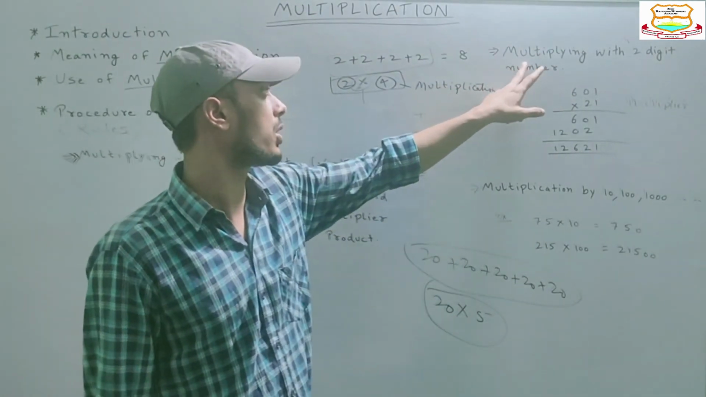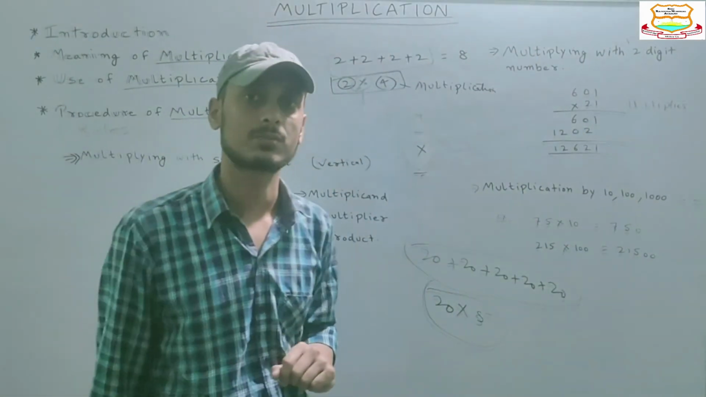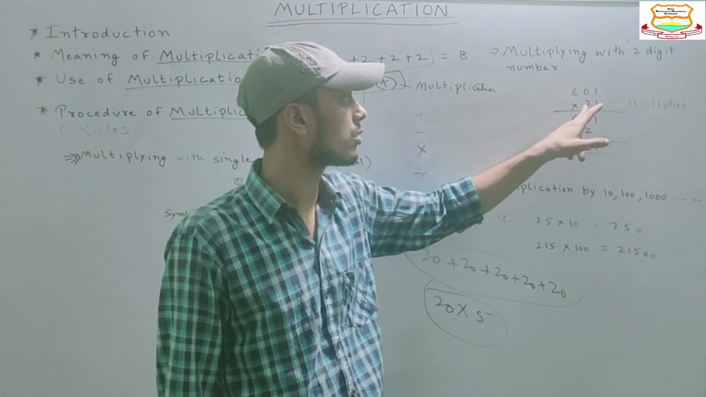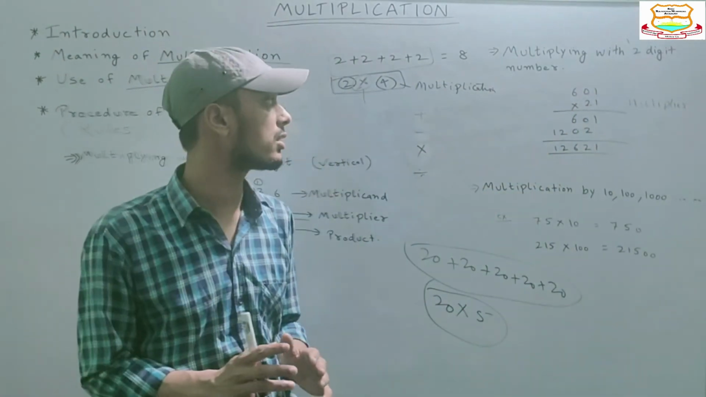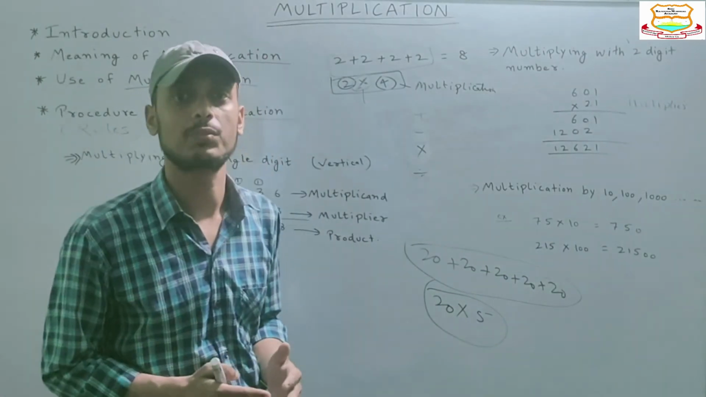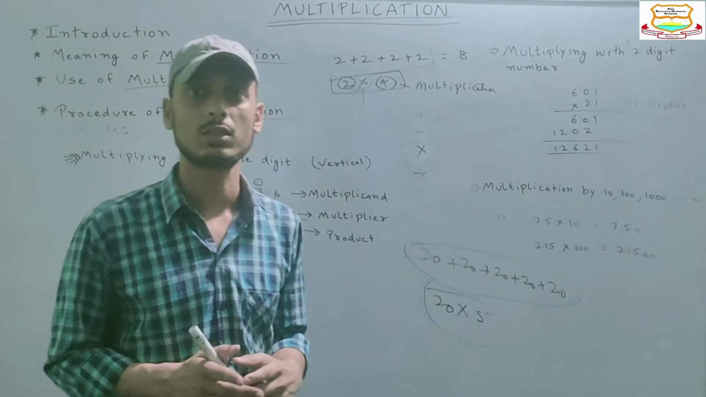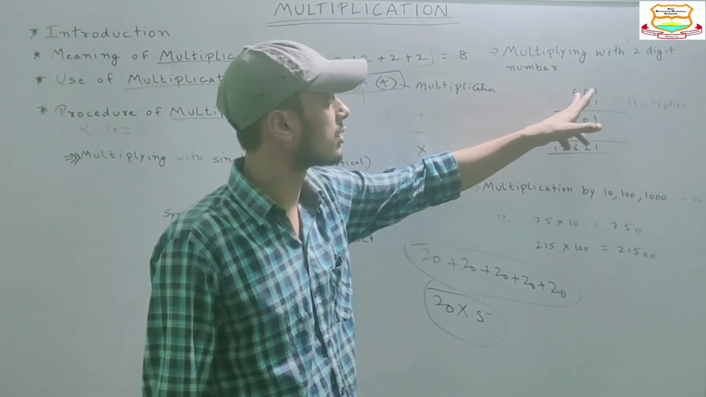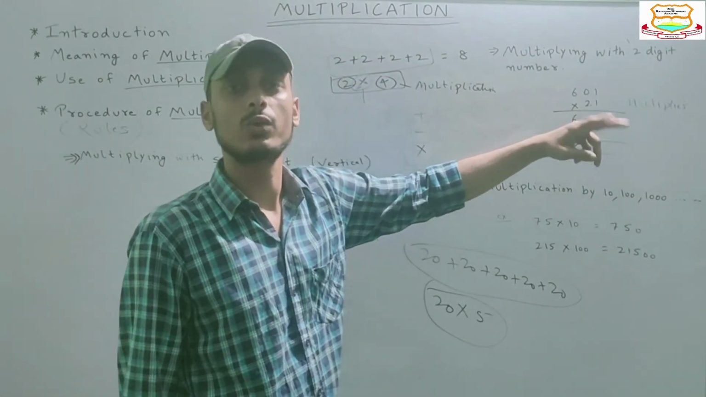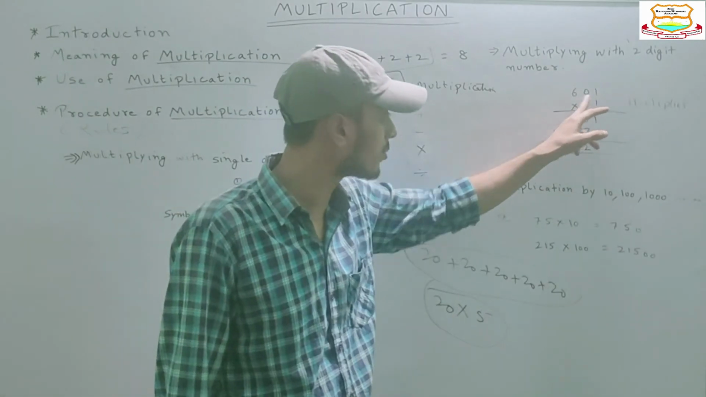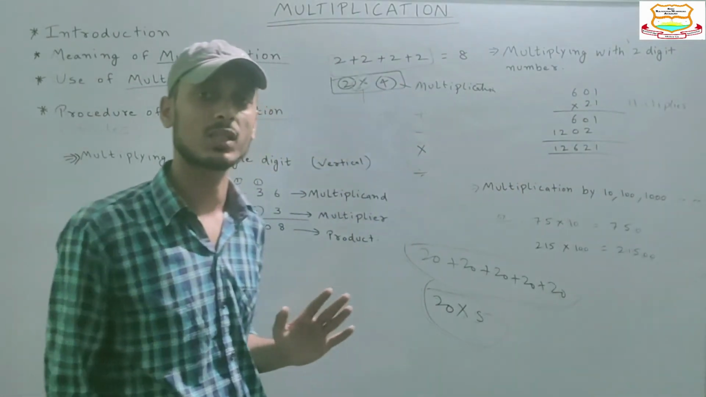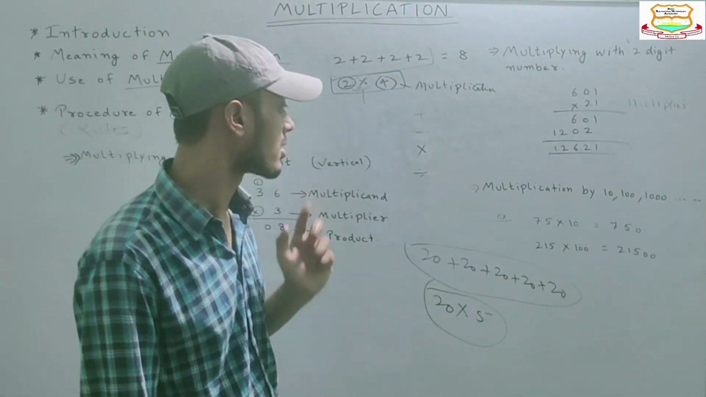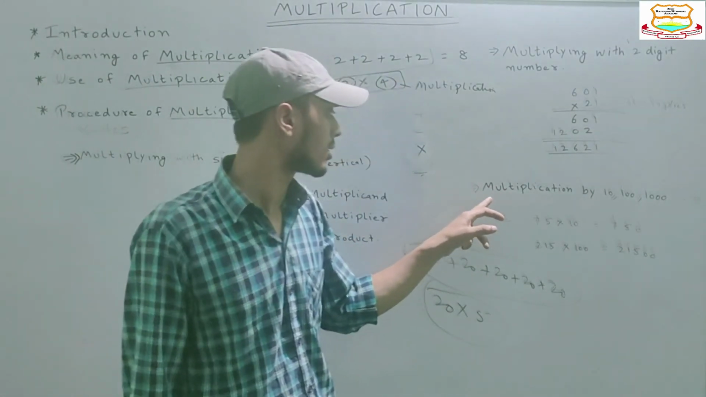After that we learned about multiplying with two-digit numbers. We saw the example of 601 multiplied by 21. Multiply is sometimes also called into. The word multiply is sometimes called into. We can read it as 601 into 21, or we can also read it as 601 multiplied by 21. In both ways we can read it. The meaning is the same.